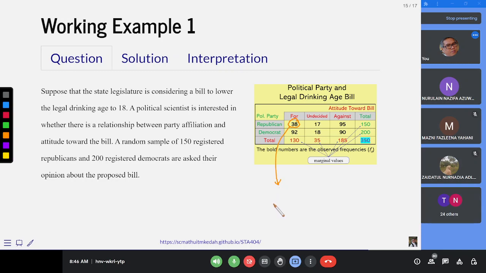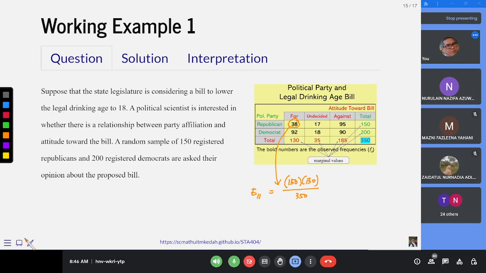Again, if you look back at the example in the previous slides, to find the expected value, you have to use the row total and the column total, right? So in this case, the row total is 150. So you have to multiply with the column total, that is 130. And then divide by the 350, the grand total. So this will give you the expected value of 1.